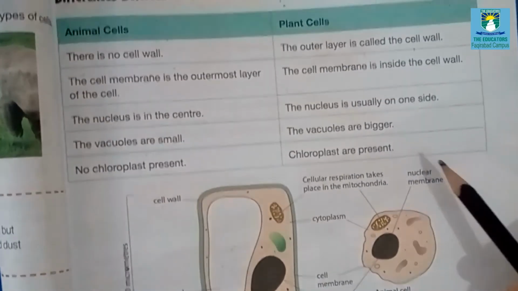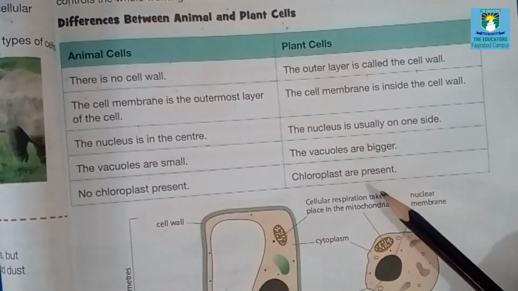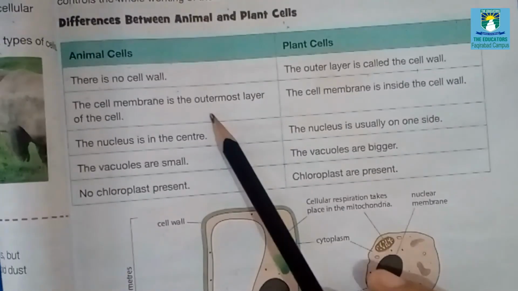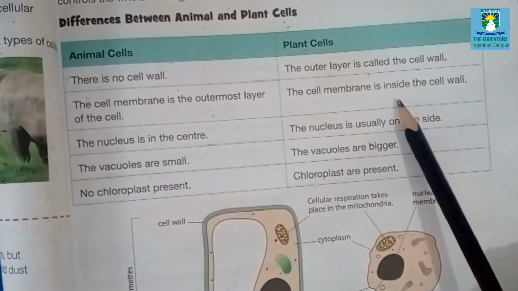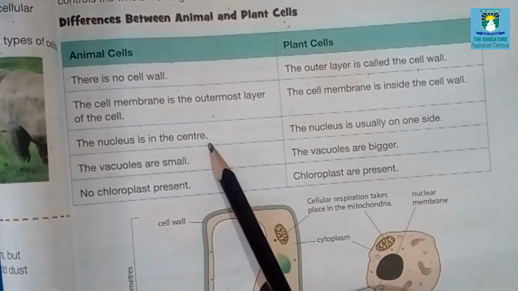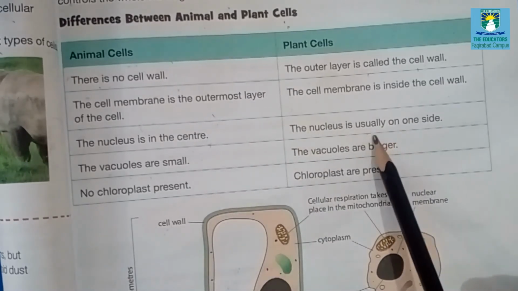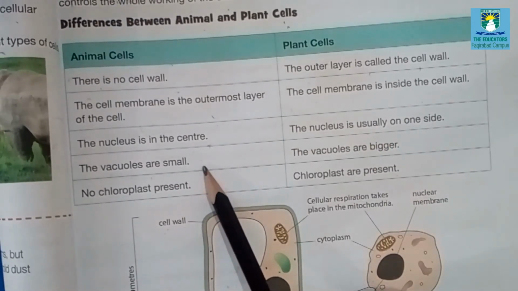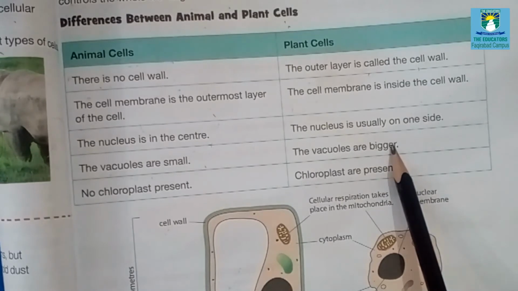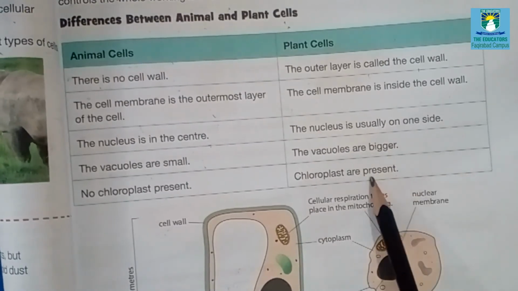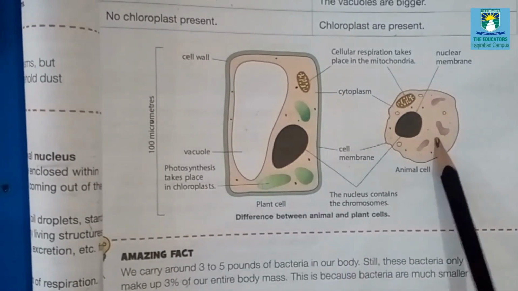First one, in animal cell there is no cell wall, but in plant cell the outer layer is called cell wall. In animal cell the cell membrane is the outermost layer, but in plant cell the cell membrane is inside the cell wall. In animal cell, the nucleus is in the center. In plant cell, the nucleus is usually on one side. In animal cell, the vacuoles are small. In plant cell, the vacuoles are bigger. In animal cell, no chloroplast present. In plant cell, chloroplasts are present. These are diagrams of plant cell and animal cell.